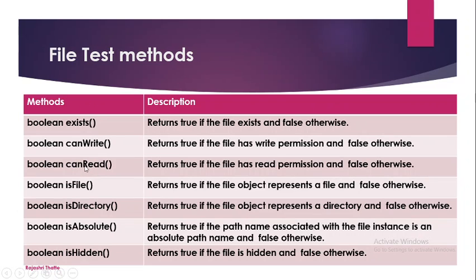So for example, f2.canRead returns true if the file has read permission and false otherwise. If read permission is available with that file, it will give me true; otherwise it will be false. That means if there is no read permission, the return will be false. Just as I said, the same File class we can use to create or refer to a directory as well as a file.